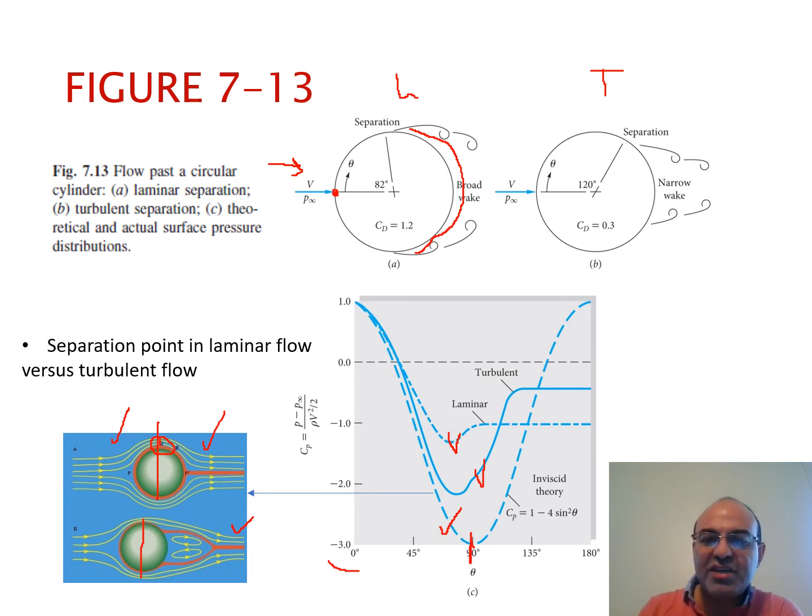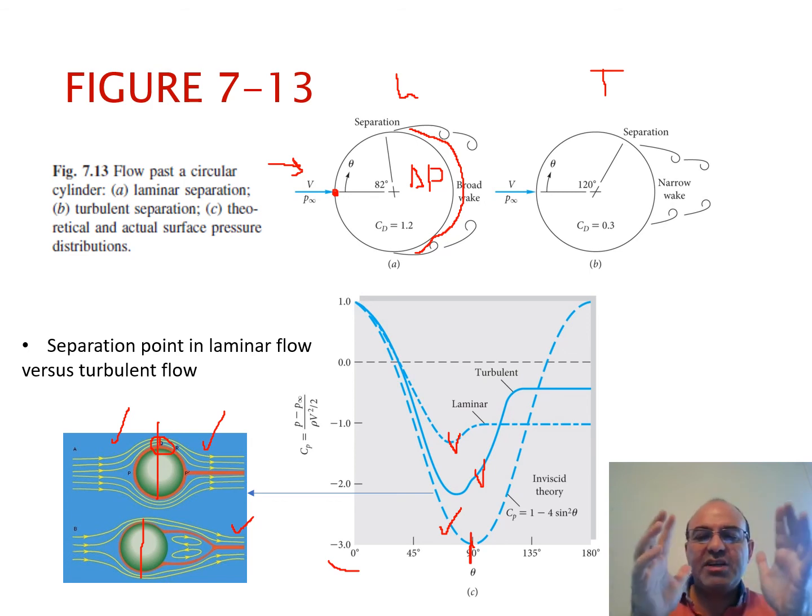So as a result, you can expect that in the case of laminar flow, where separation occurs early, delta P is large, and then when it's multiplied by the area, the pressure drag will be large for a laminar flow. Simply because the boundary layer separates too early. It creates a large pressure drop at the back, so the pressure difference will be large.